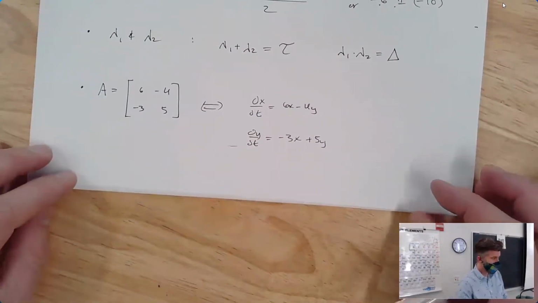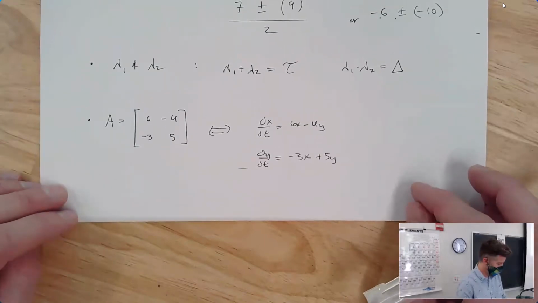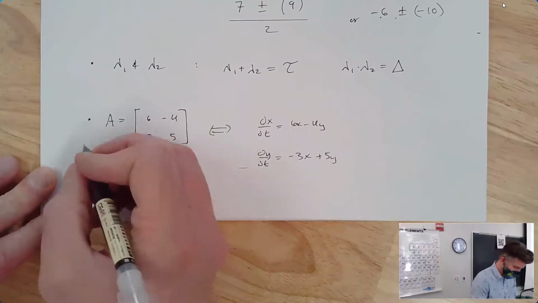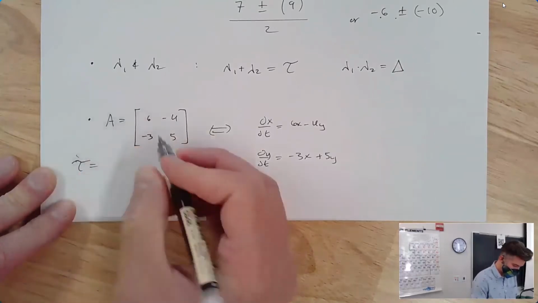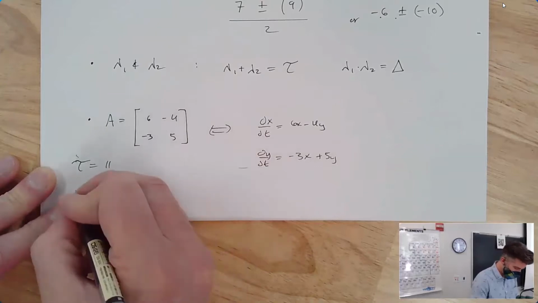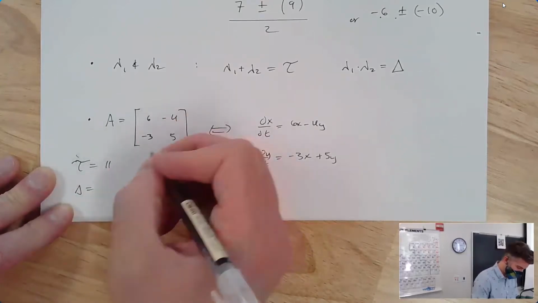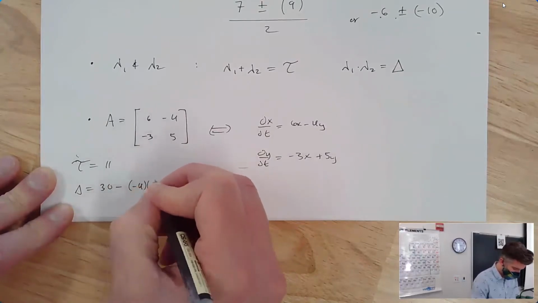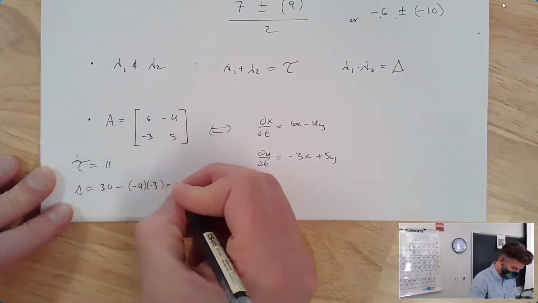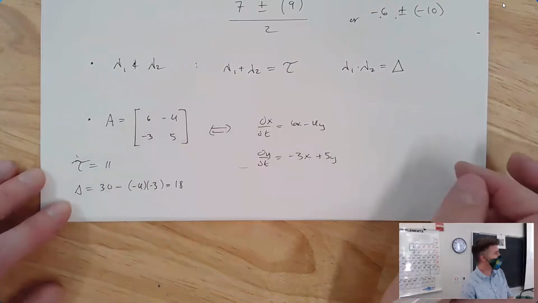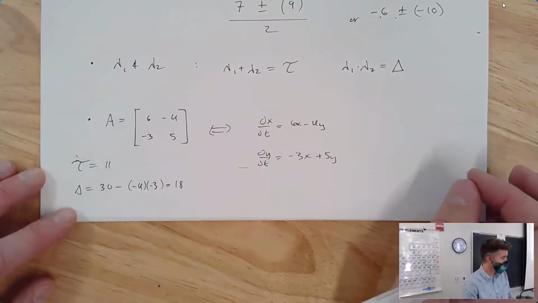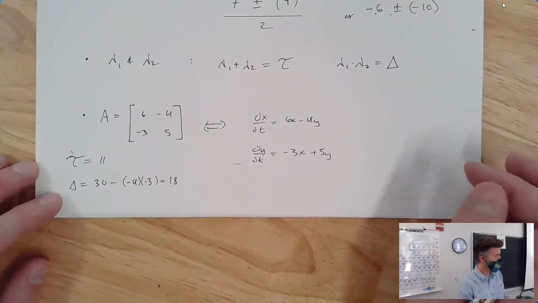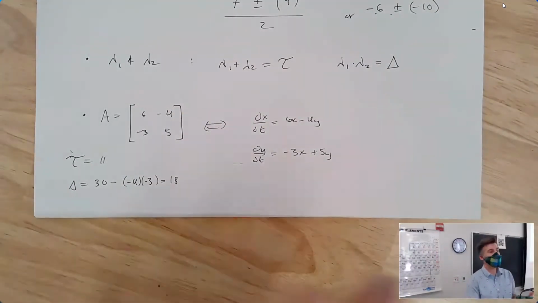Okay, let's find the eigenvalues. So I'm going to do it the other way. I'm going to say, okay, the trace here is 11. The determinant here is 6 times 5 is 30 minus negative 4 times negative 3 is 30 minus 12, which is 18. This feels like it's not going to be wonderful, right? Sometimes this other method might not be the best. So you should definitely use discretion.